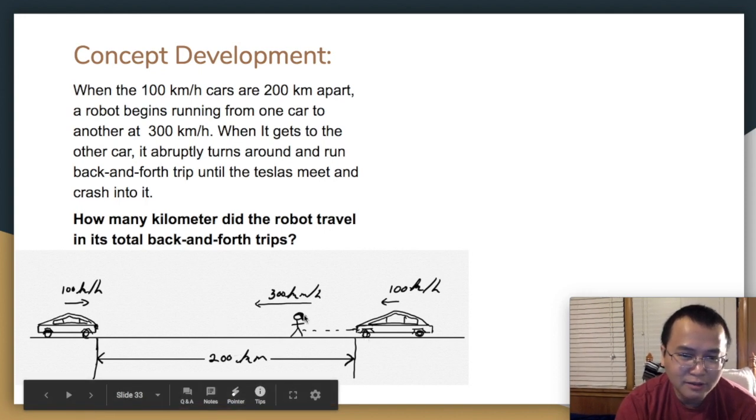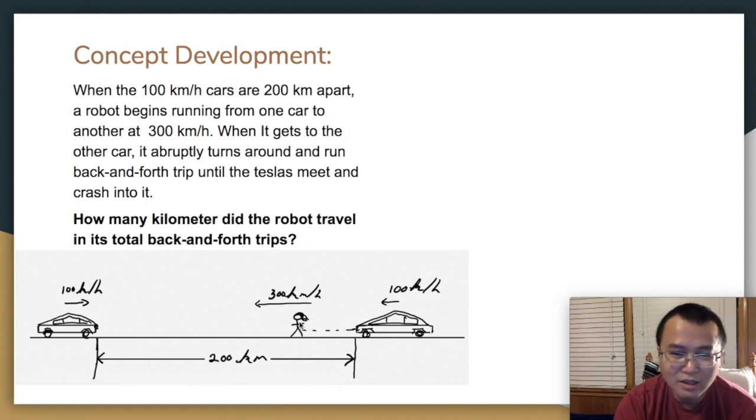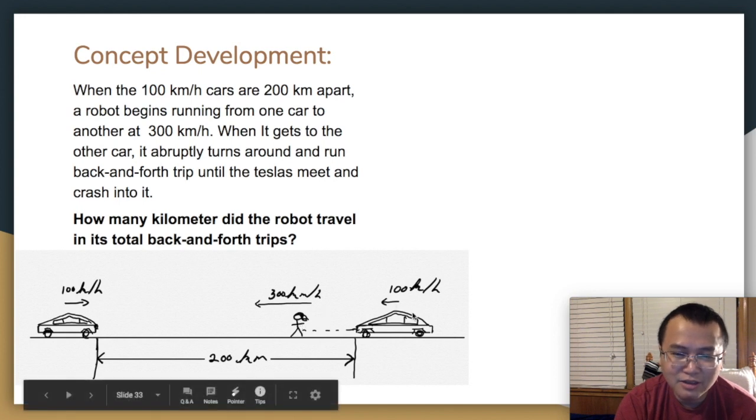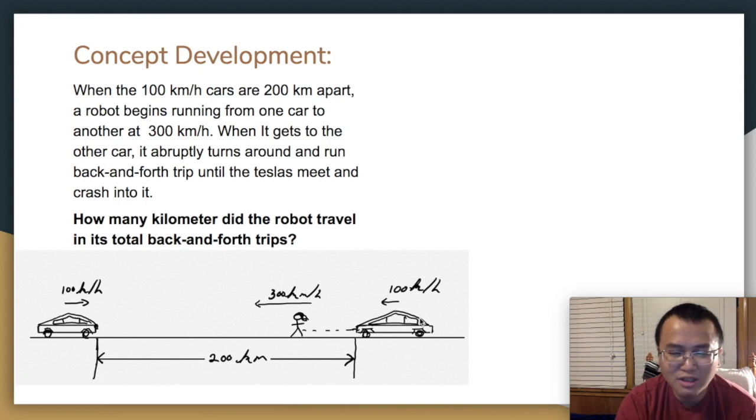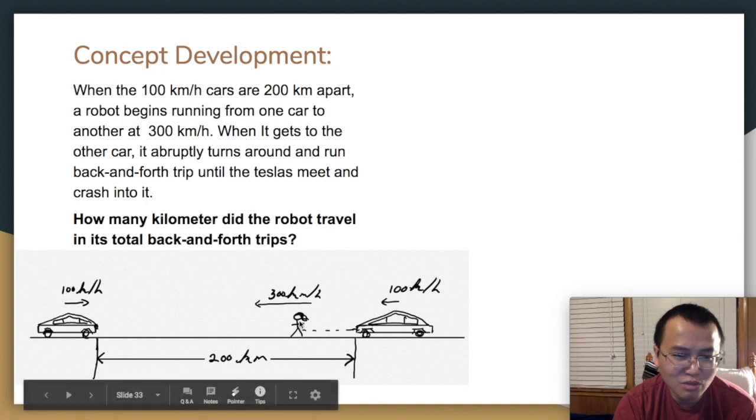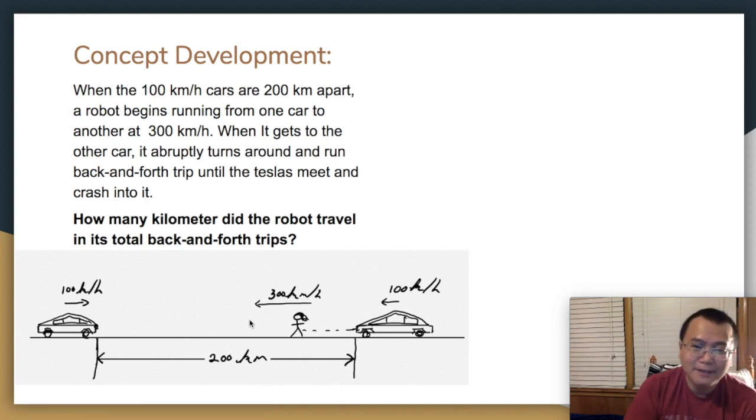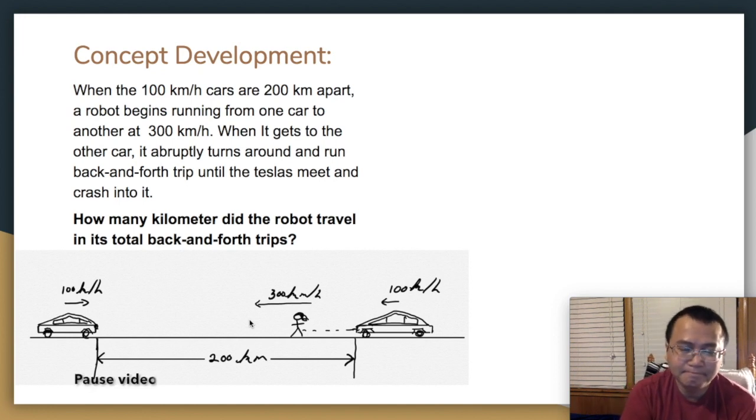Again, here we make a major assumption that the speed of this robot is constant, doesn't change at all, and the speed of the vehicles also doesn't change. Of course it does, but for this problem, assume that this robot is running at 300 km/h back and forth until it dies in the middle. So pause the video and see if you can solve that.